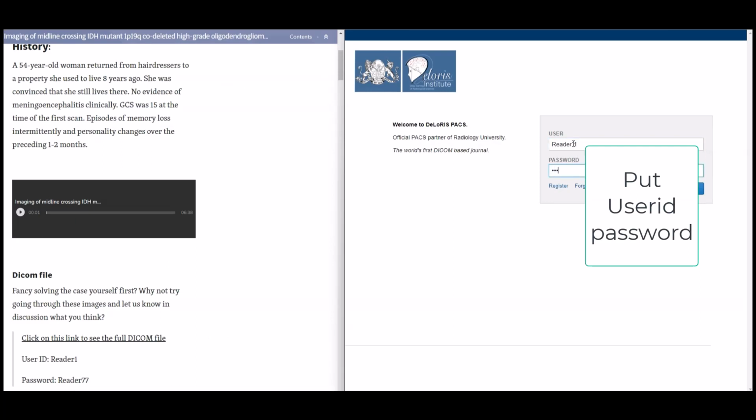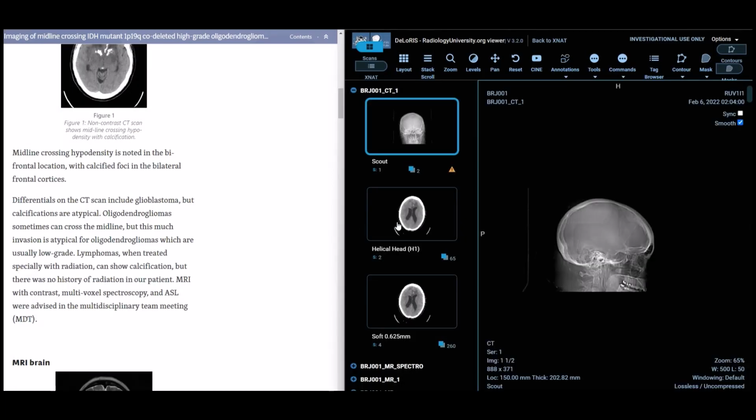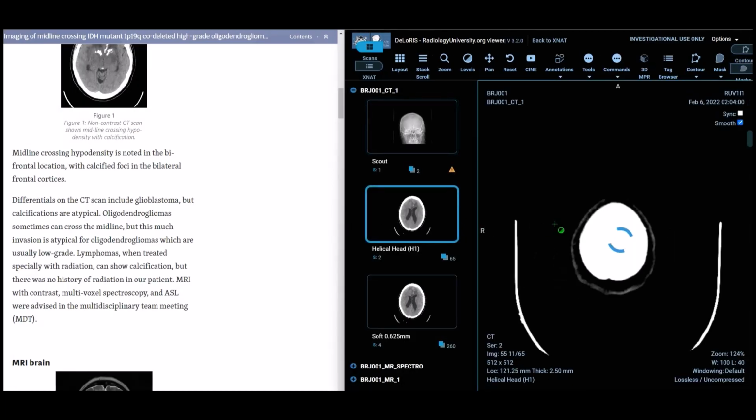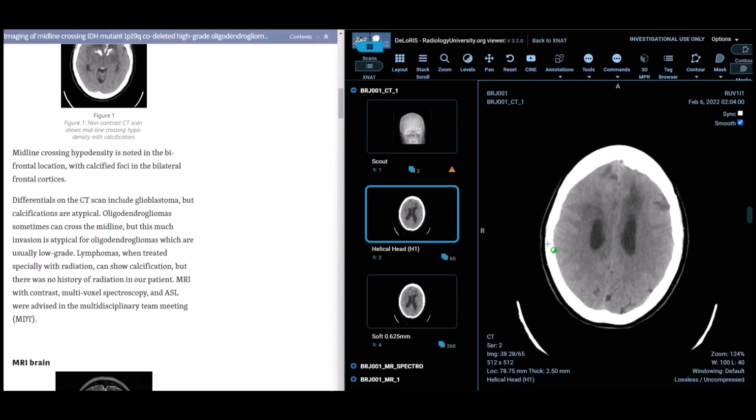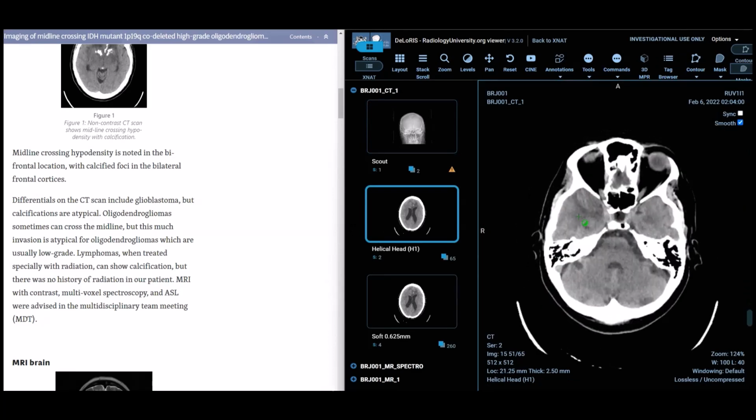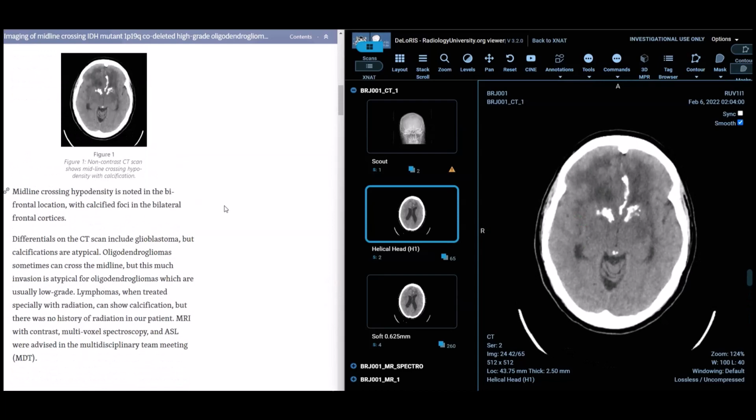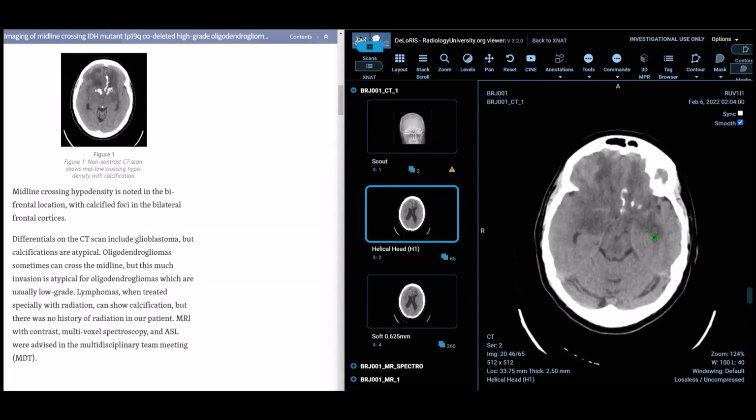Non-contrast CT scan findings are as follows. Midline crossing hyperdensity is noted in the bifrontal location, with calcified foci in the bilateral frontal cortices. Differentials on the CT scan include glioblastoma, but calcifications are atypical.